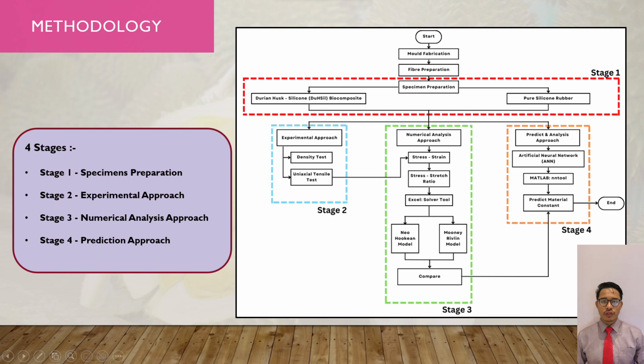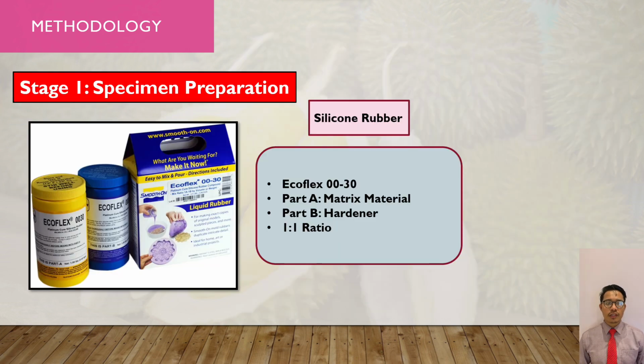Moving on to the methodology, there are 4 stages of methodology that will be conducted in this research. The first stage is the specimen preparation. The silicone rubber will be bought at a craft shop in Balakong, and the type of silicone rubber is EcoFlex 0030. There are 2 parts in this silicone rubber: part A is the matrix material and part B is the hardener. The two will be mixed together at a 1:1 ratio, and it will become a silicone rubber.